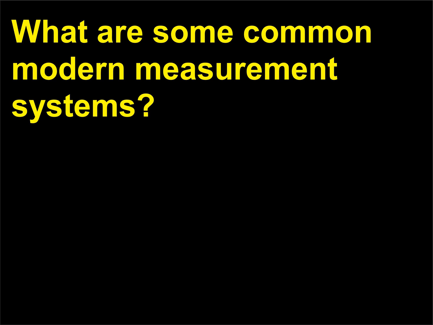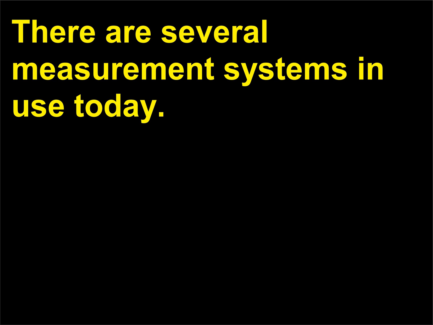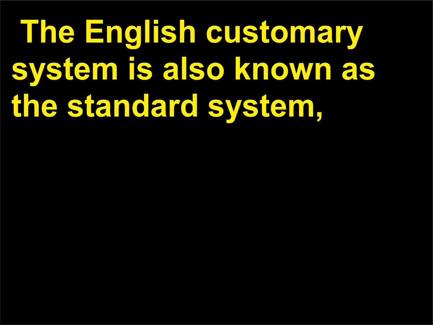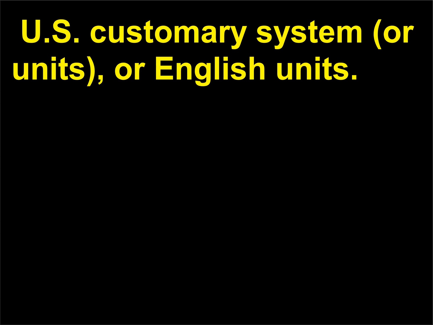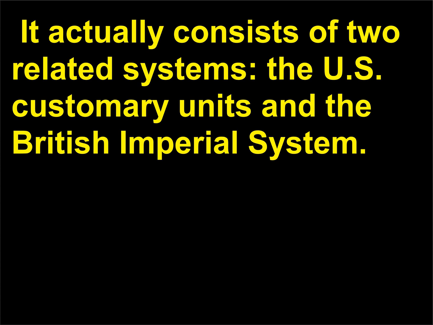There are several measurement systems in use today. The English customary system is also known as the standard system, US customary system, or units, or English units. It actually consists of two related systems, the US customary units and the British imperial system.